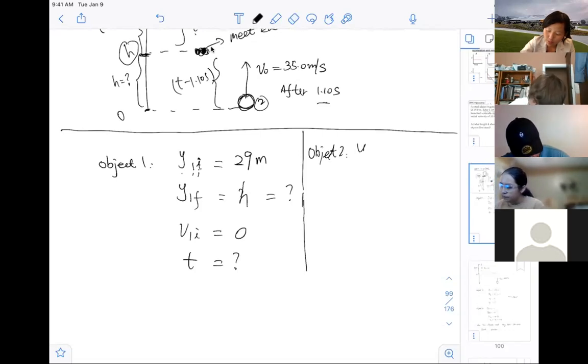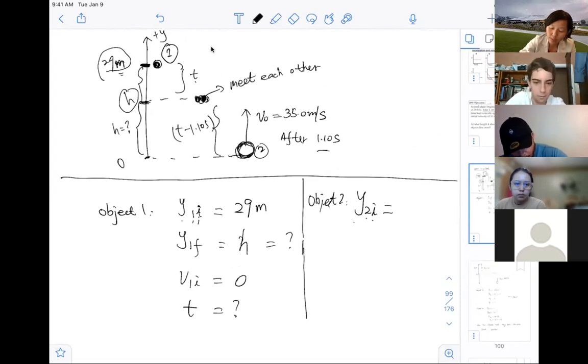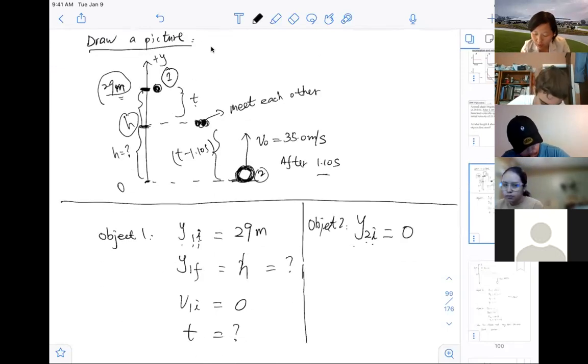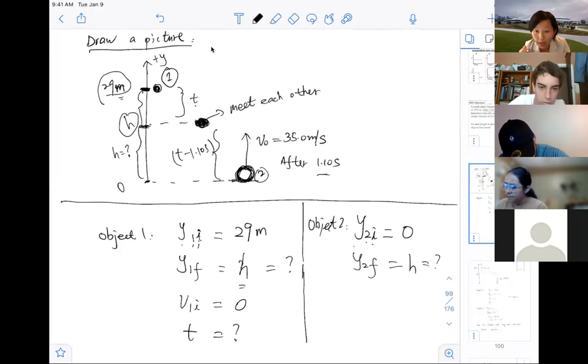Okay, so I would say, what is the initial position of my object 2? y represents position. Initial is indicated by a little i subscript, and this is object 2. Where is object 2 at the beginning? 0 meters. 0, launched from the ground, excellent, so that's 0. And the final position of object 2, when they meet, is also h, and then see they share this common variable.